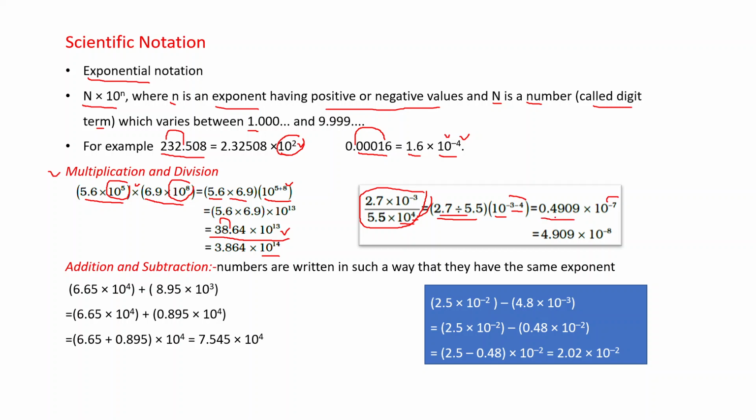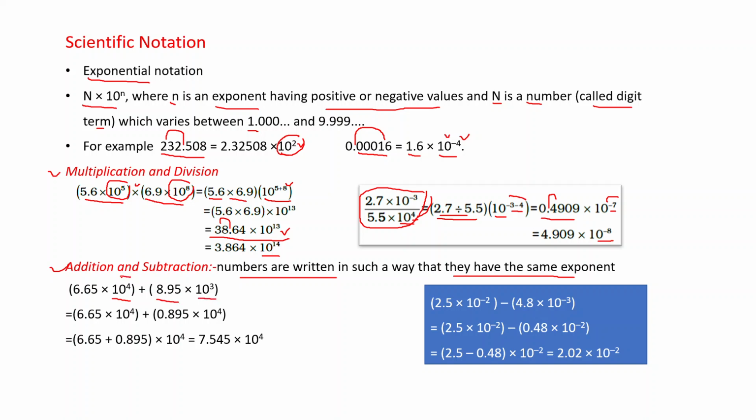Now again in the scientific notation, we have to shift this decimal one place to the right-hand side. That's why this power is decreased by 1, and this becomes 10 to the power minus 8. Now in case of addition and subtraction, numbers are written in such a way that they have the same exponent. See the example: 6.65 into 10 raised to the power 4, and we have to add 8.95 into 10 to the power 3.